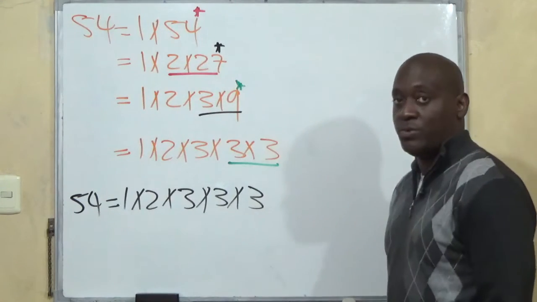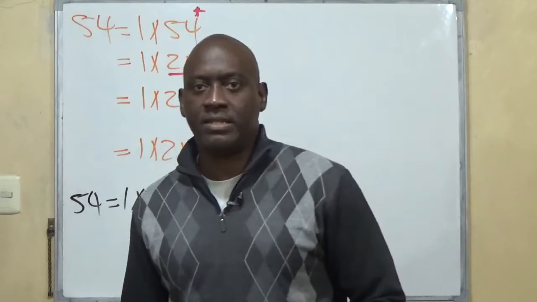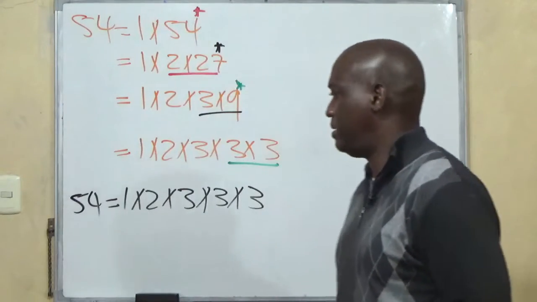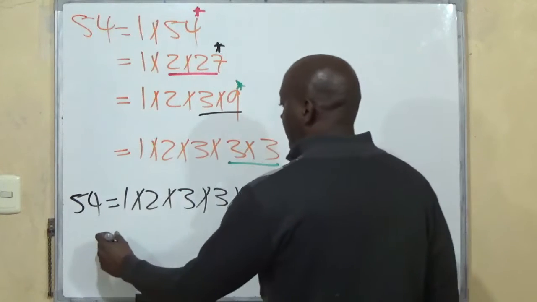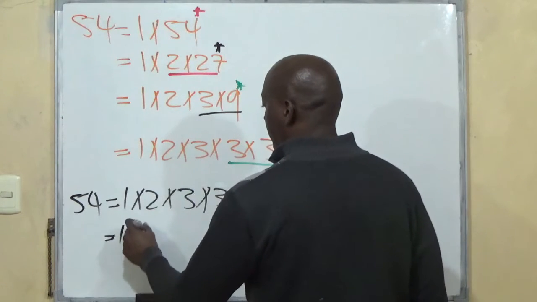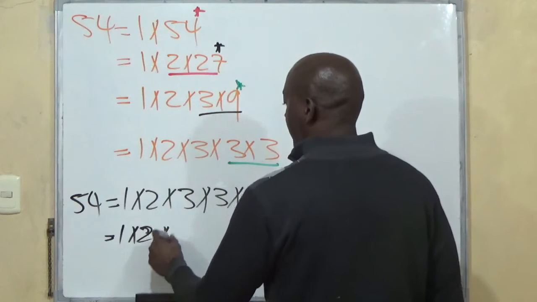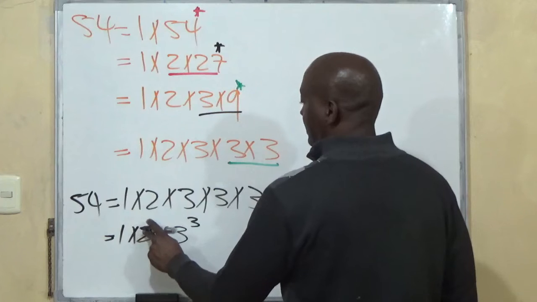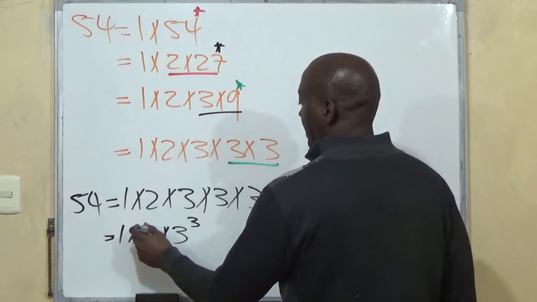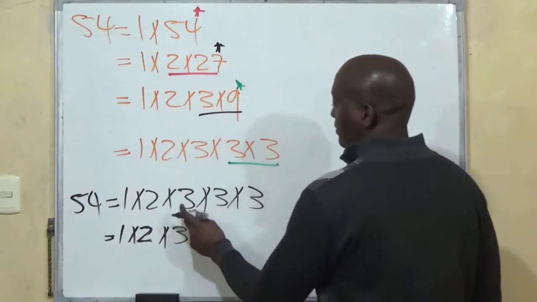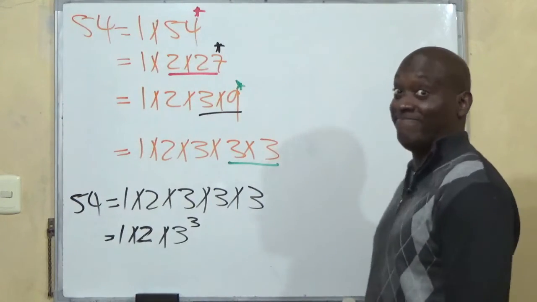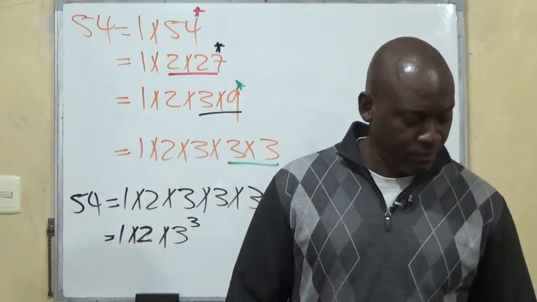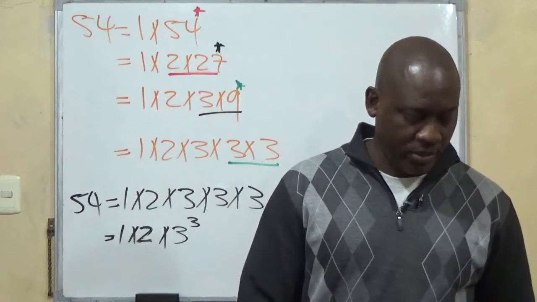And of course, if we're using the notation of indices, powers, yes, we'll deal with that in other videos. That will be 1 by 2 by 3 to the power of 3. That is it right there. Right? You see how nice it is? You didn't realize it was so nice, huh? That's why we're here. We're here to fix that.